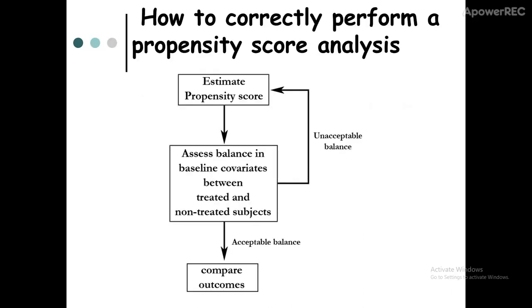In order to correctly conduct a propensity score matching analysis, we need to first estimate the propensity score. This can be done using standard statistical packages such as R and Stata. Then you will need to assess whether you have achieved balance between the treated and untreated subjects. This is commonly done by comparing the standardized mean differences between the two groups before and after matching. Once we are satisfied with the balance, we can then compare outcomes using different propensity score analysis methods.